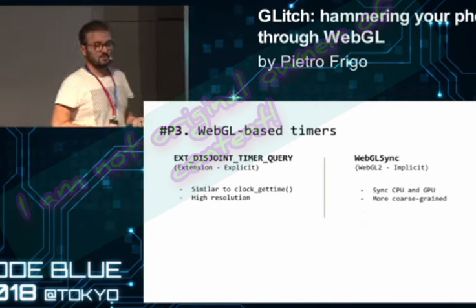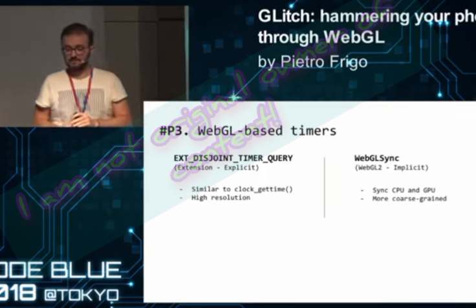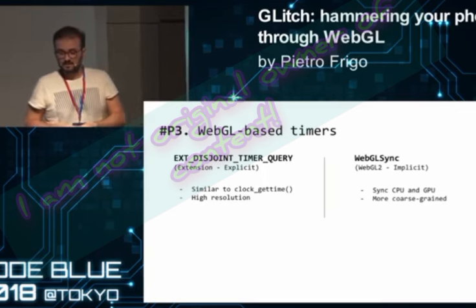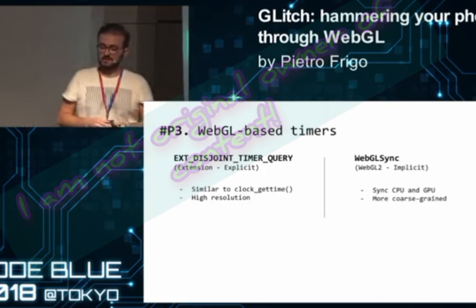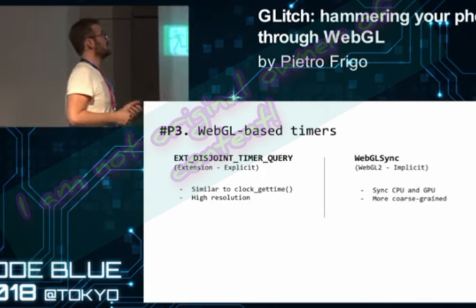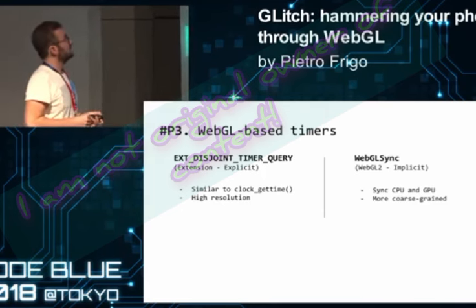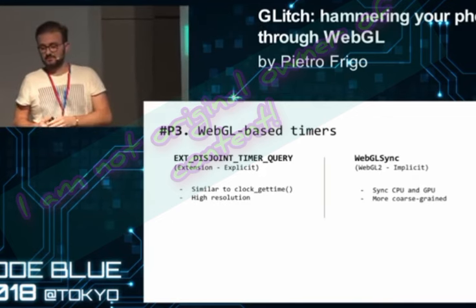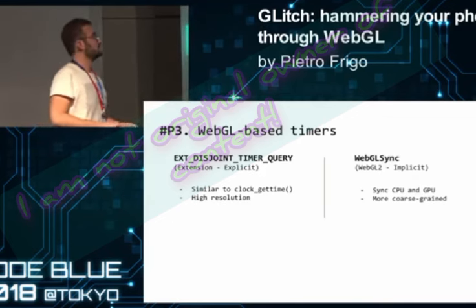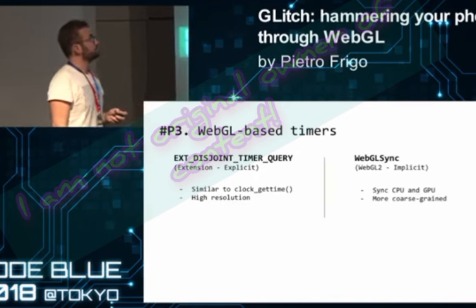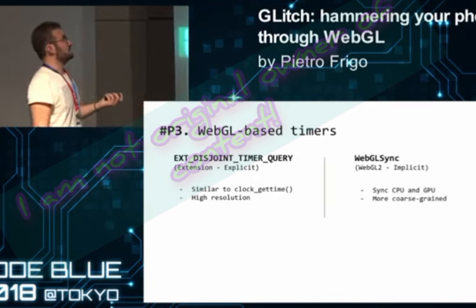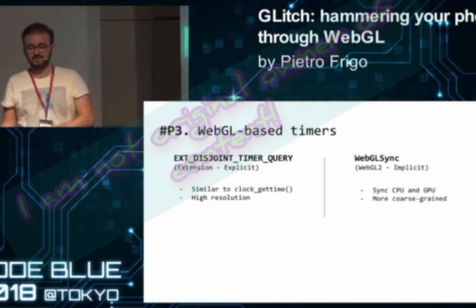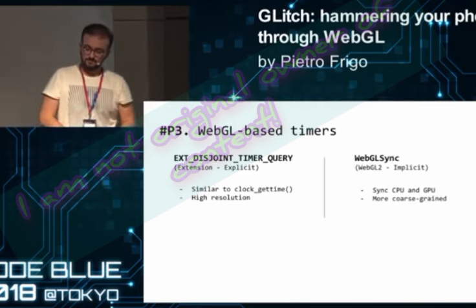side channel, you need timers. And it turns out that WebGL provides you with 2 families of timers. The first one is based on the disjoint timer query extension. And this is very similar to clock get time. So you just ask for a timestamp, and you get back the value. And this has a very high resolution. And the problem with this is that since it's extension-based, you can simply disable it. You just remove the extension, and then you resolve the problem.